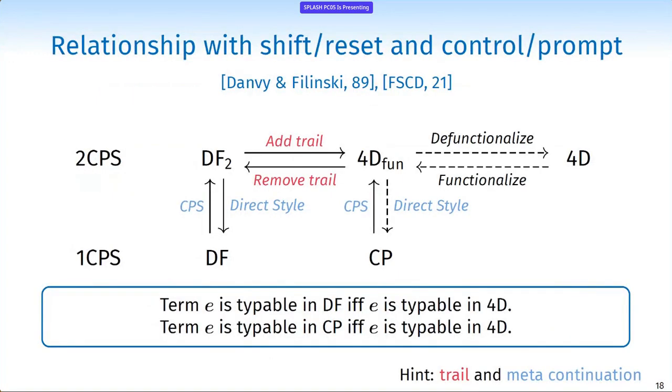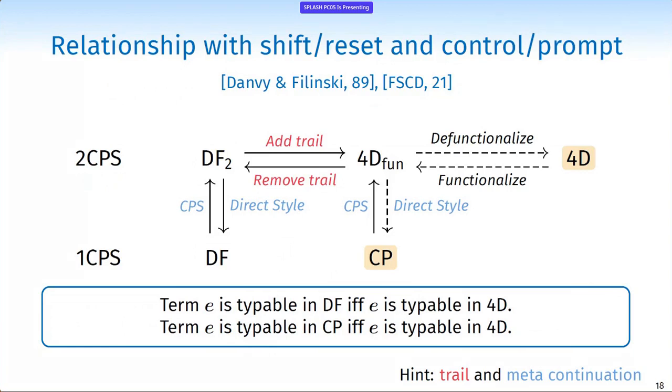Here is a somewhat complicated diagram, but basically what I'm doing here is a transformation of types. For example, we transform the type system DF to 4D. DF stands for the type system by Danvy and Filinski, and 4D is our type system for four delimited control operators. We are doing various transformations. DF has no information about meta continuations or trail, so we needed to perform a CPS transformation, then some transformation to add trail information, and then we defunctionalize the type to get our 4D type. Similarly, we did the same thing for CP, the type system for control and prompt.